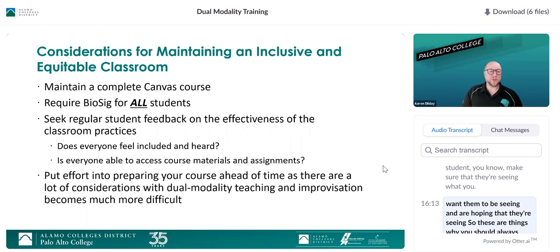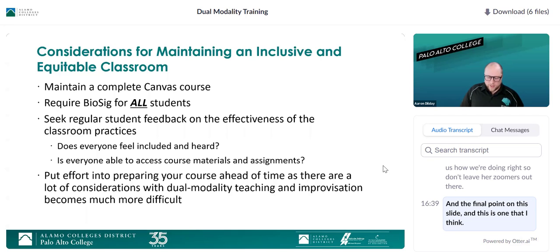So these are things why you should always check in with them. And especially for dual modality, keep that communication going with the Zoomers. Make them feel like they're part of your classroom experience. And so asking them how they're doing is a good way of doing that. We all like when someone asks us how we're doing, right? So don't leave your Zoomers out there.